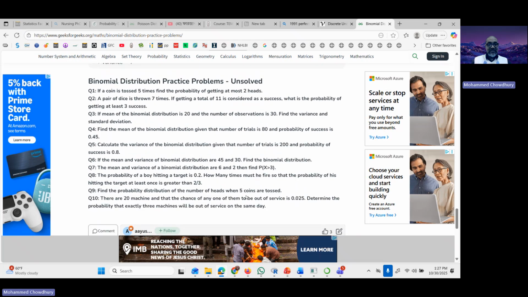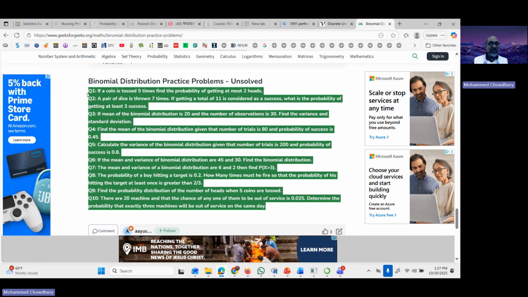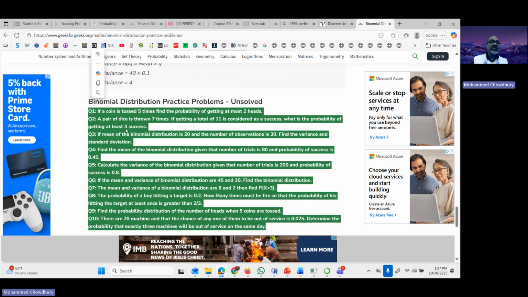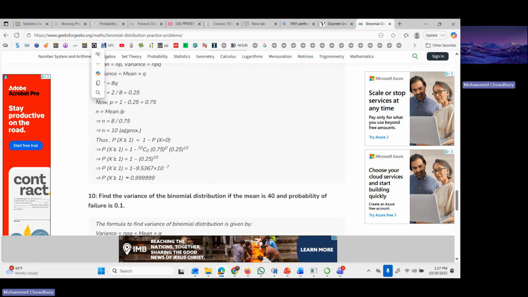Okay, so these are some practice problems for the binomial distribution. There are 10 problems. Please solve them by yourself, okay? Be a master. For 20 problems, you will get just 40 minutes, okay? Be a master on what?